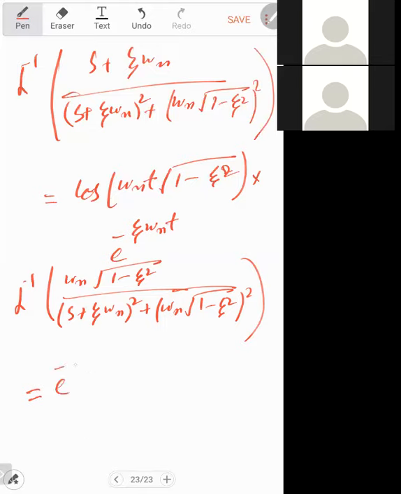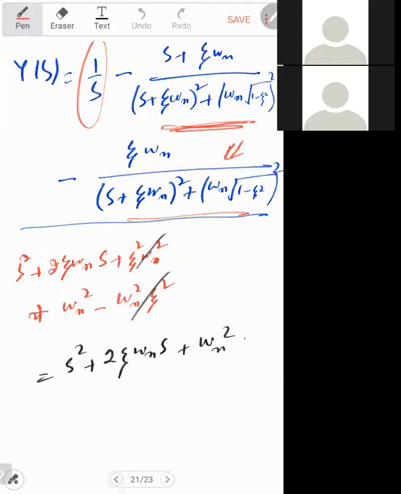So this one will become equal to what? The delay e raised to power minus zeta omega n t, and then we have the sine function, sine omega n t multiplied by 1 minus zeta square. So the inverse Laplace transform of the original function, which is this one, will become equal to the unit step function. Then we have the cos function, and then we have the sine function.